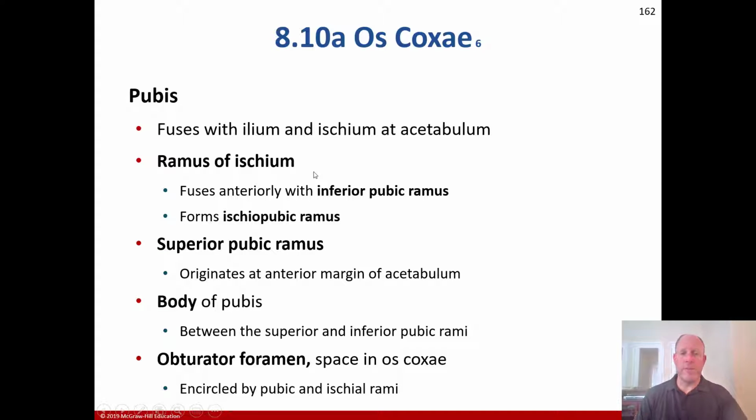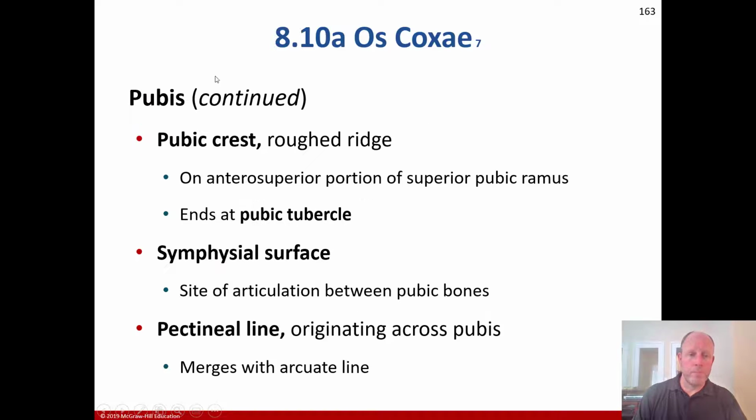The pubis fuses with the ilium and the ischium at the acetabulum. The ramus of the ischium fuses anteriorly with the inferior pubic ramus, and it forms the ischiopubic ramus. The superior pubic ramus originates at the anterior margin of the acetabulum, and the body of the pubis is between the superior and the inferior pubic rami. The obturator foramen is the space in the Os Coxae, encircled by the pubic and the ischial rami.